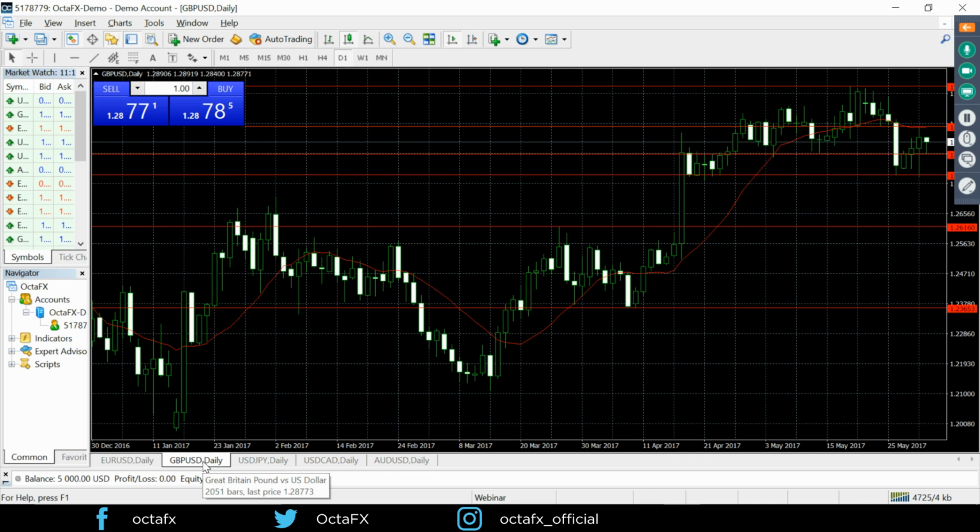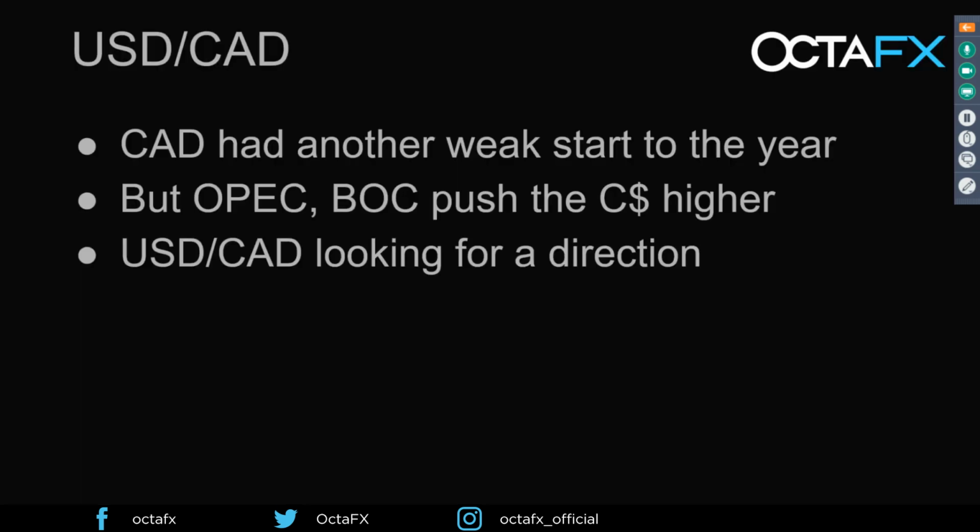And looking even further forward, the next big event is the Canadian Jobs Report, this time released 1 week after the American one. All in all, the Canadian dollar had a weaker start to the year. This happened also in 2016. Since then, optimism from the Bank of Canada and from OPEC pushed the Canadian dollar higher, and dollar CAD at the moment is in a bit of a downtrend, but I would say more looking for a direction, similar to dollar yen.